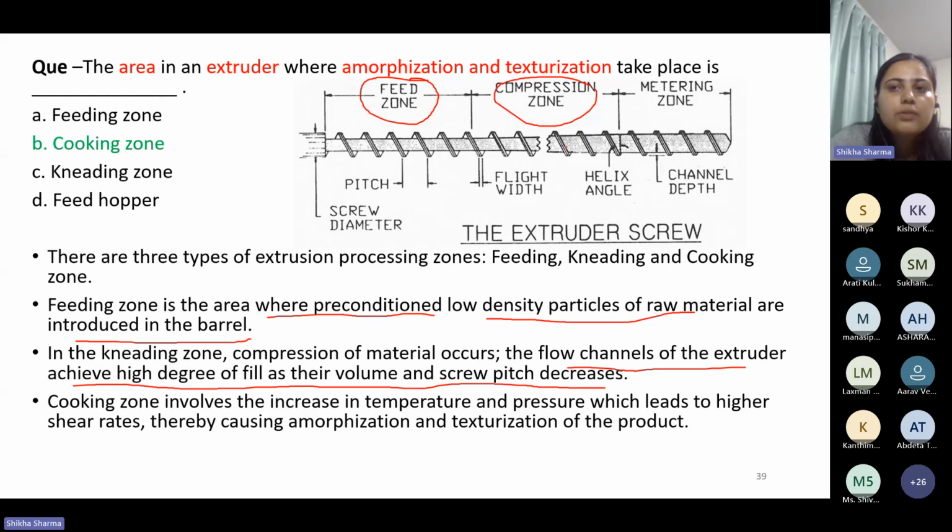And in C, the cooking zone, there is an increase in the pressure and the temperature, and because of the higher shear rates, the structural changes, which are amorphization and texturization of the product, happen.